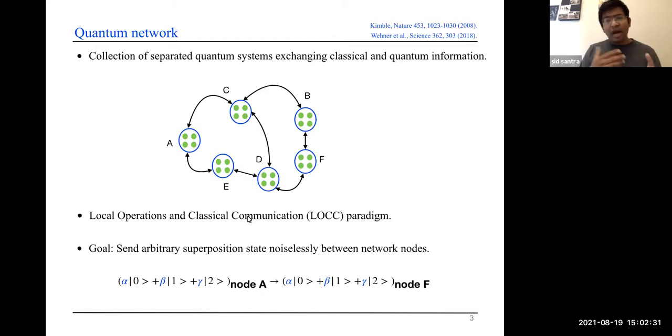And in the ideal case, the quantum network allows you to send arbitrary superposition states noiselessly between any two network nodes. So this is a generalization of the classical network task where one would want uncorrupted classical data to be transferred between any two nodes. Here, we want an arbitrary superposition state to be transferred between any two nodes. As I said, the network provides entangled states as a resource for quantum information processing. But of course, being a quantum network, it has to abide by certain restrictions that we now know from the principles of quantum information processing.